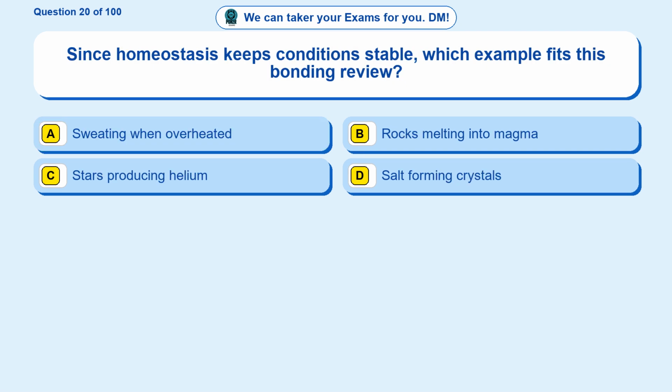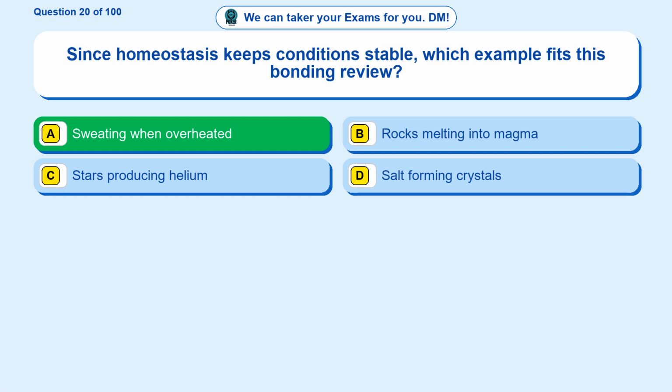Question 20. Since homeostasis keeps conditions stable, which example fits this bonding review? Option A. Sweating when overheated. Option B. Rocks melting into magma. Option C. Stars producing helium. Option D. Salt forming crystals. The correct answer is option A.